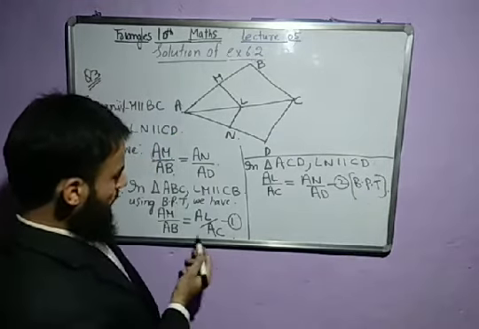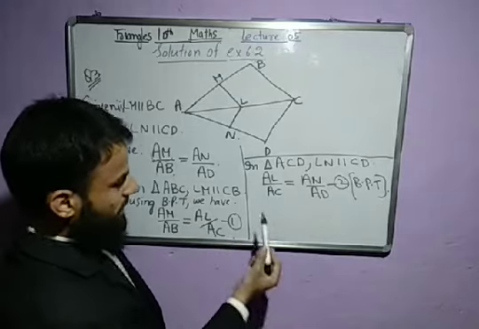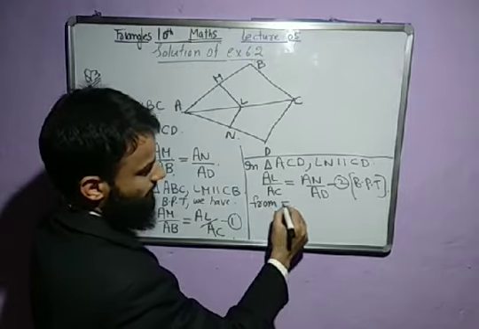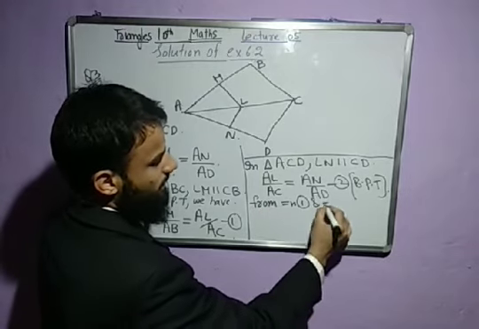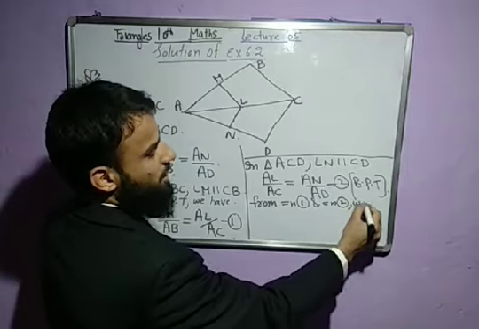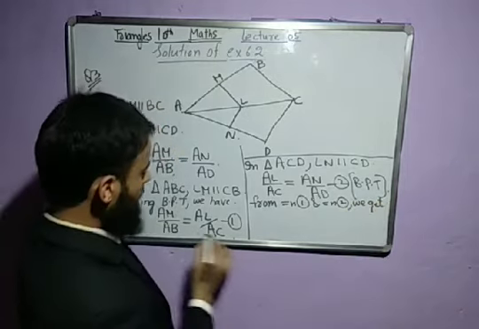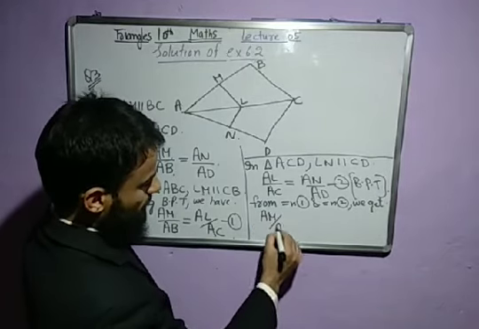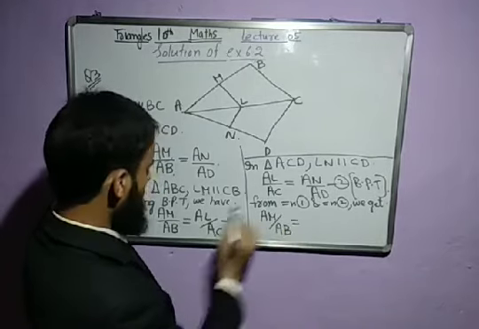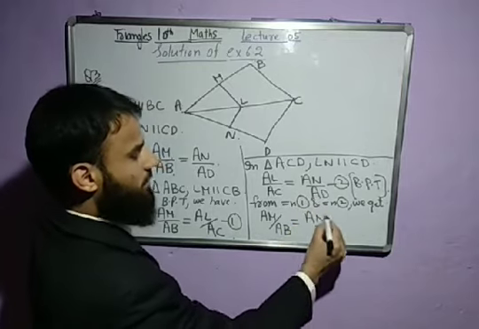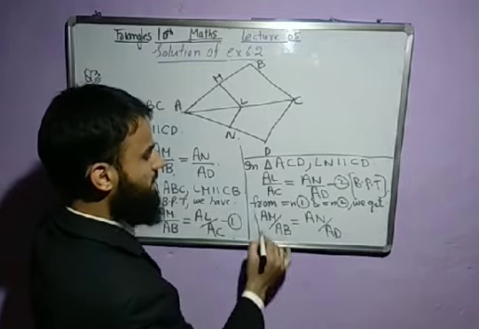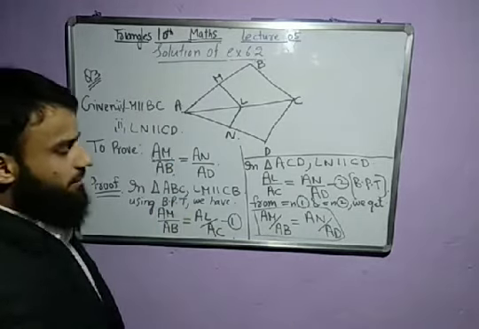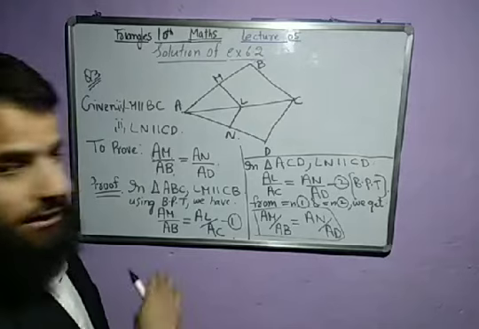Now if we look at equation 1 and equation 2, they seem to be the same. So from equation 1 and equation 2, what will we get? We'll get AM by AB equal to AN by AD. So I think this was required to prove. So I proved it: AM by AB is equal to AN by AD. Just pause the video and you can copy it.